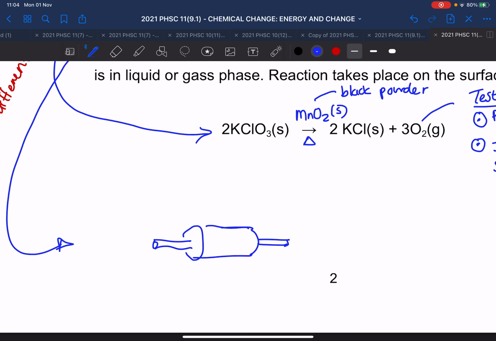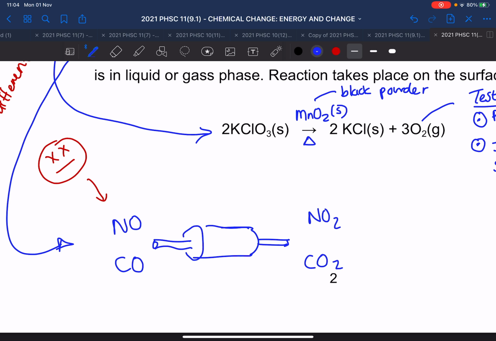Does your car have an exhaust? Or did you take it off? It's there. It's good. Your car gives off very poisonous, dangerous gases like nitrogen monoxide and carbon monoxide. They are poisonous gases. They are bad gases. Better gases, still not the best, are nitrogen dioxide and carbon dioxide.